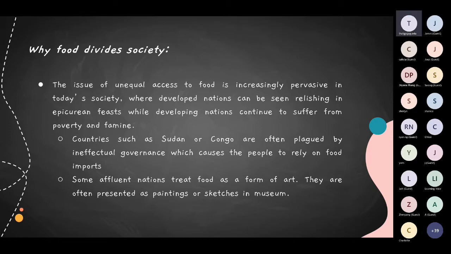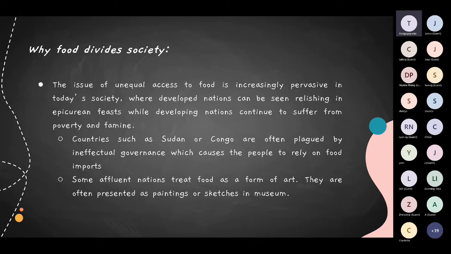So one argument that I can think of is the issue of unequal access to food. I'm sure you all know that there are certain places in the world, certain countries, certain states which are deprived of food. That's why we have famine, we have droughts going on. This basically happens where developed nations can relish in feast while developing nations suffer from poverty and famine.